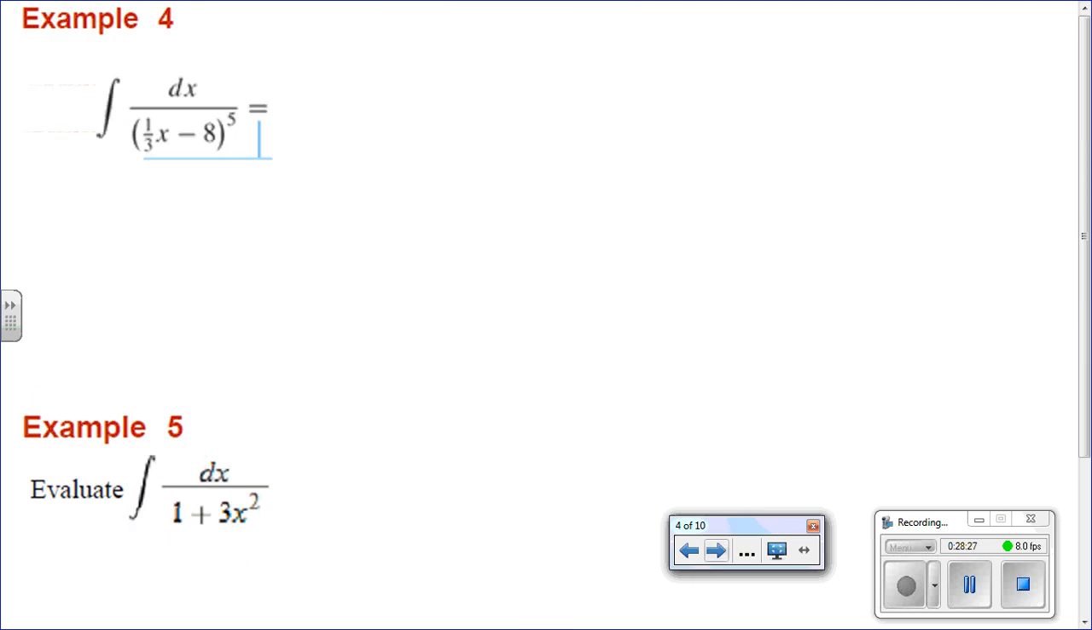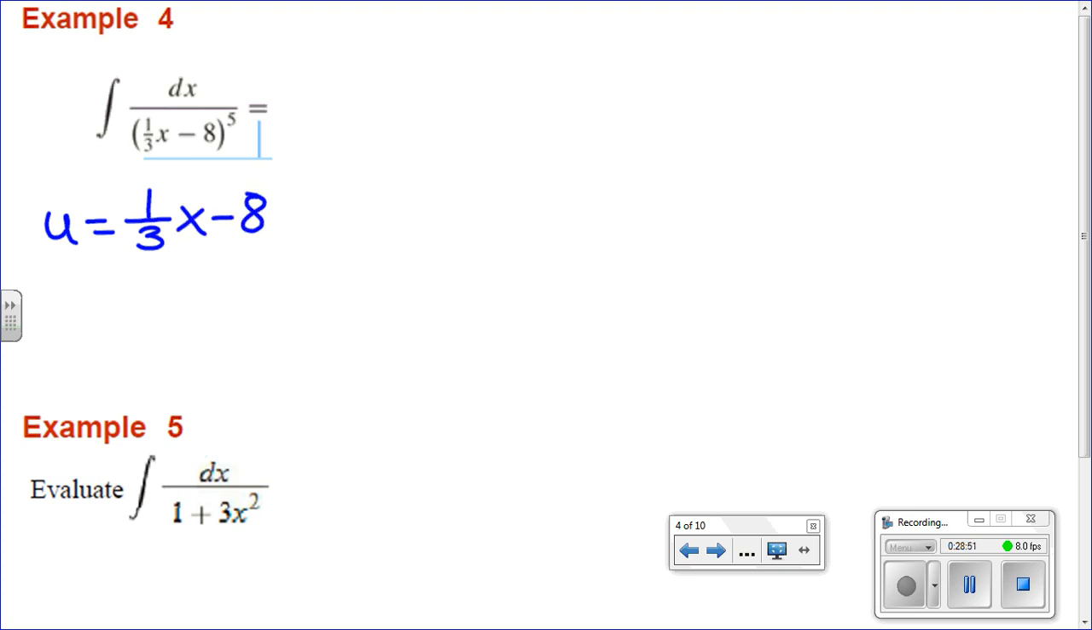Now, this one here, let me see. Four. Okay. So, what would you guys say u is? 1/3 x minus 8. Yeah. So, what's inside the parentheses? Don't worry about the exponent 5. Don't worry about it yet. Just 1/3 x minus 8.